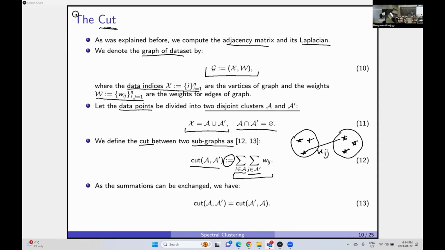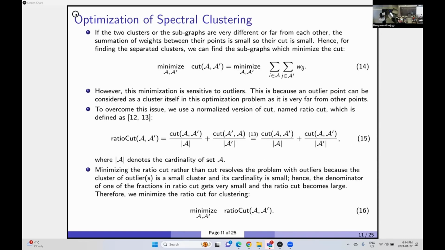As the summations can be exchanged, cut(A, A prime) equals cut(A prime, A). Now, if the two clusters or subgraphs are very different or far from each other, then the summation of weights between their points is small. Do you agree? Because they are far from each other, wij between them is very small, because wij is a measure of similarity. So the cut will be small. Agreed?